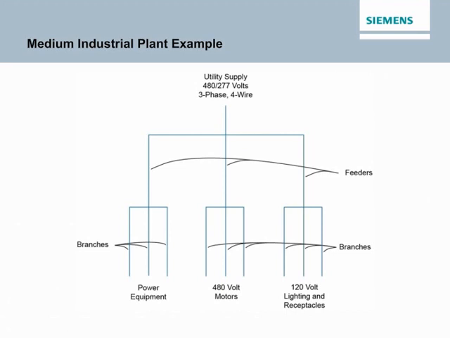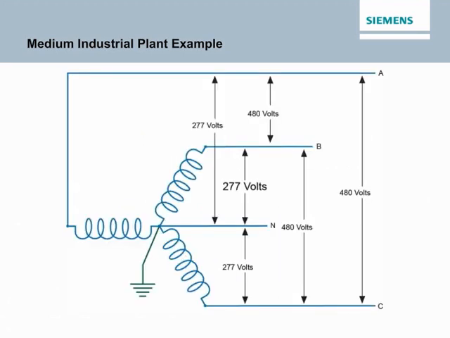There are 3 feeders. The first is used for various types of power equipment. The second feeder supplies a group of 480 volt motors. The third feeder provides power for 120 volt lighting and receptacles. In this application, the secondary winding of the utility transformer provides the 480/277 volts needed to power the system.